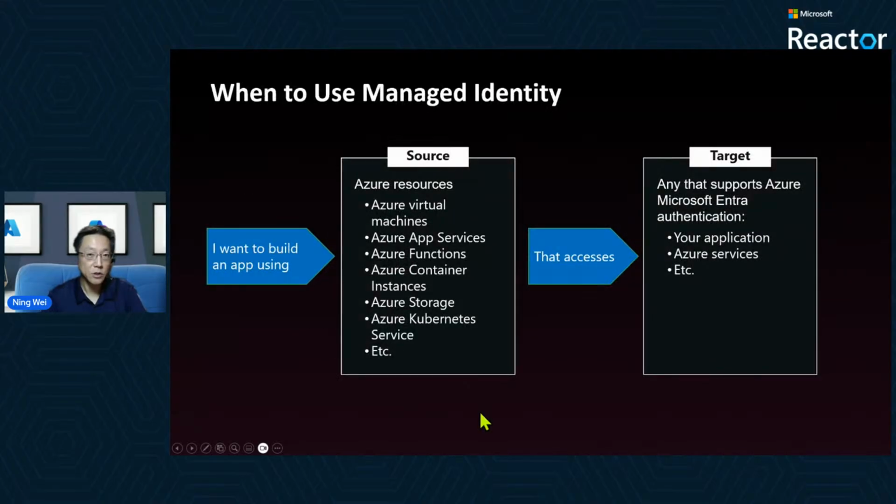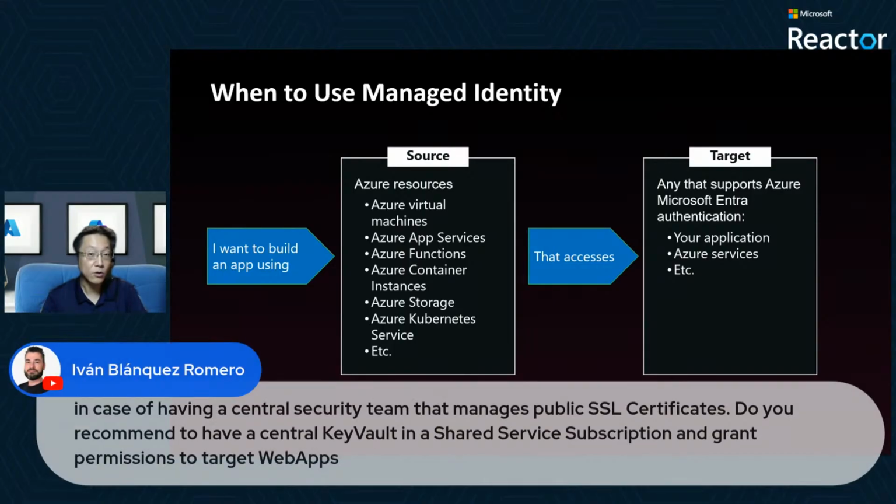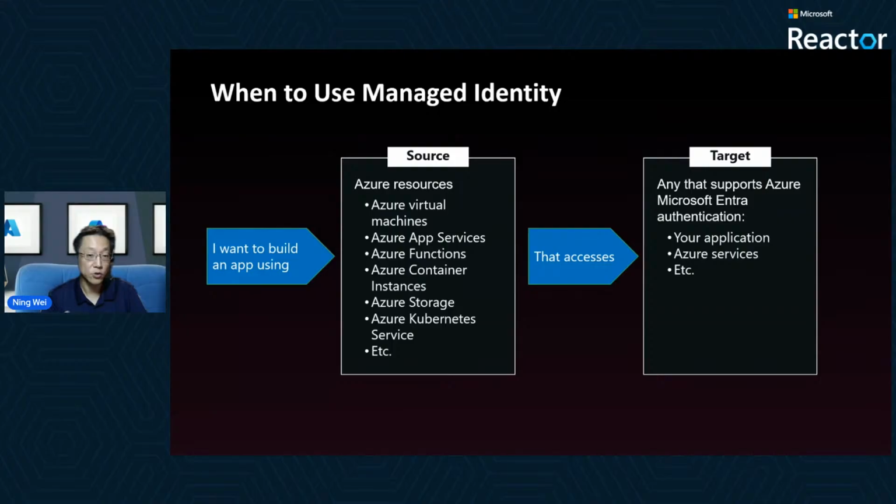So when can we use managed identity? If you are developing an application which is running on top of the Azure platform, including Azure Virtual Machine, App Service, Function, Container, as you can see, these are the various types of Azure compute resources. Even if you are running on your on-premise physical machines, or virtual machines on other cloud platforms, you can also use managed identity if you install Azure Arc. Those machines will become a managed Azure resource, and then you can also use managed identity.